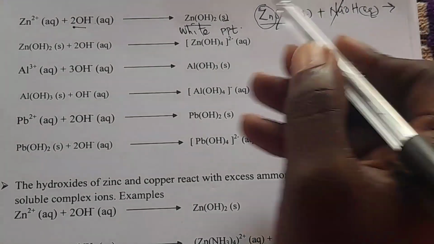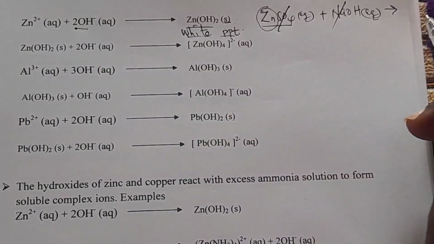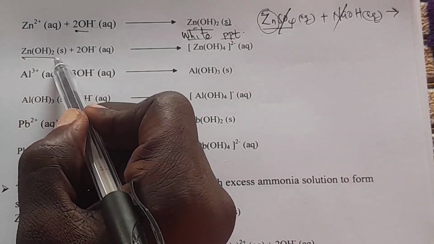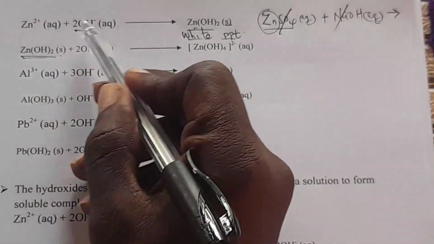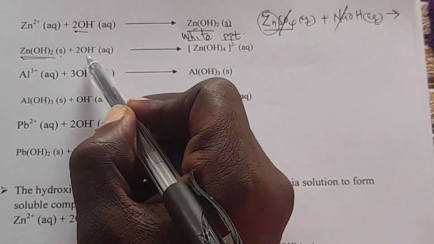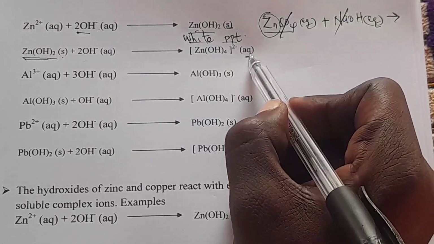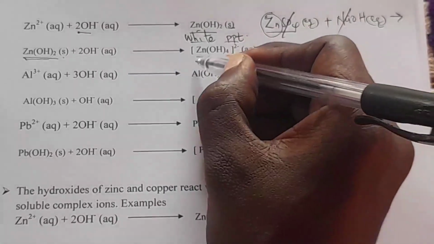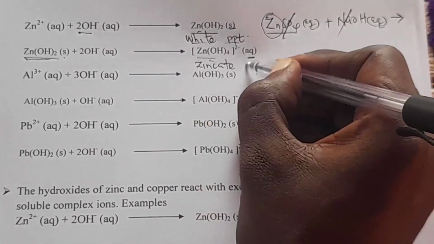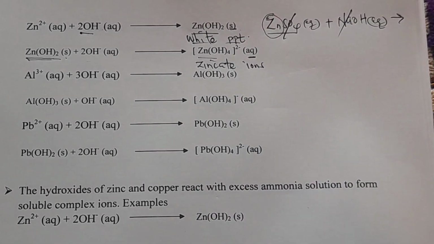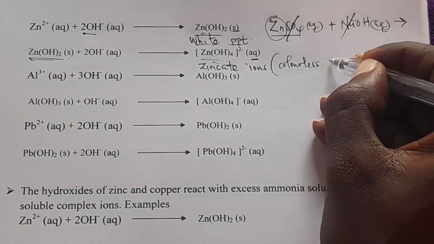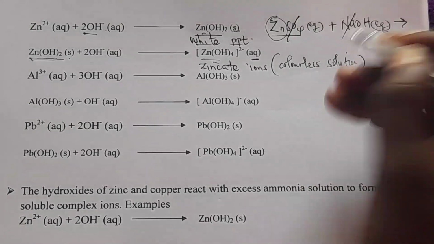So next, what will happen if to that precipitate we add again excess sodium hydroxide or more sodium hydroxide solution? The zinc hydroxide solid, that is the white precipitate, is going to dissolve, because we have aqueous. It is going to dissolve to form now zincate ions. So this one is called zincate ions. What is the color of this zincate ion? It is a colorless solution, and it's a complex ion.